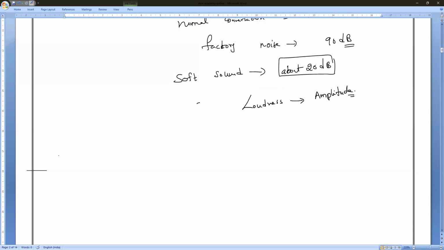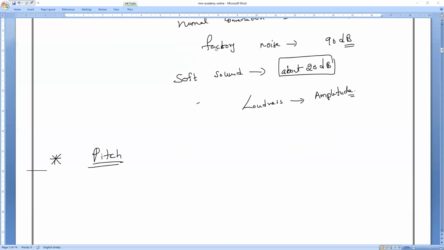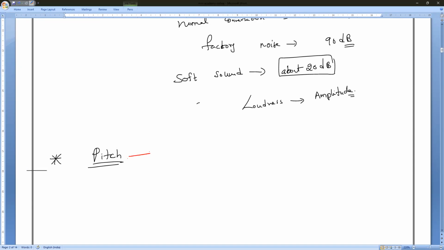Now the second characteristic of a sound is what we used to call pitch. Pitch is the common word we hear in music. If you are listening to music or singing a song, singers know this: high pitch sound, low pitch sound. So whenever you speak about pitch, you should talk about the frequency. That is what you have to remember.